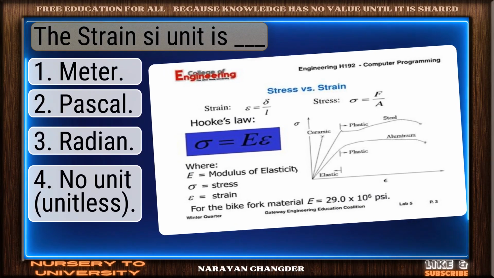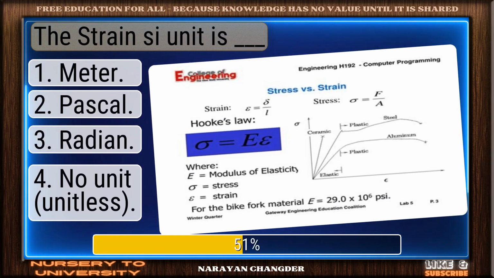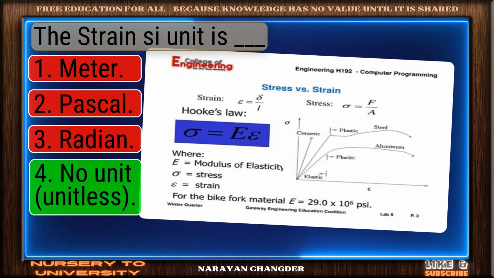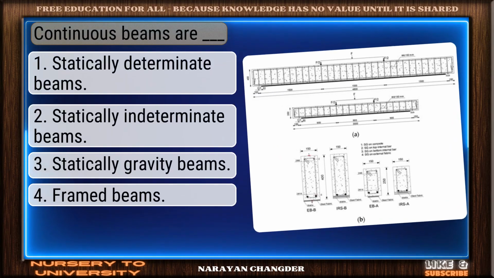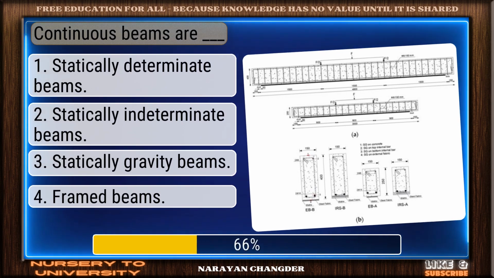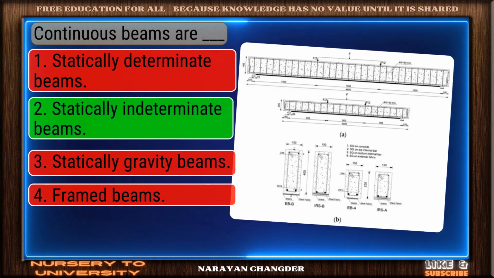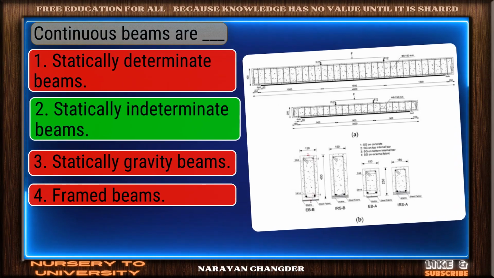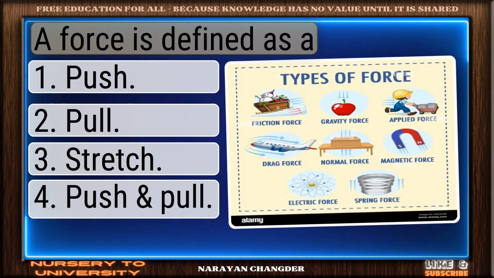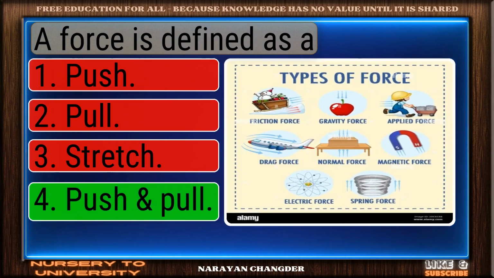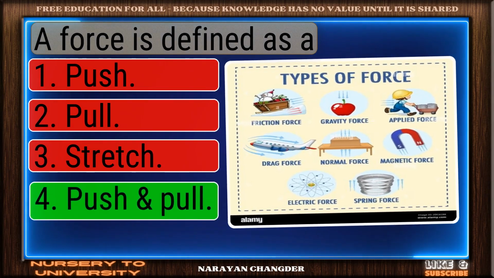The strain unit is dash. Correct. No unit is the right answer. Continuous beams are dash. Strong choice. Statically indeterminate beams is the right answer. A force is defined as a. Bravo. Push and pull is the answer.